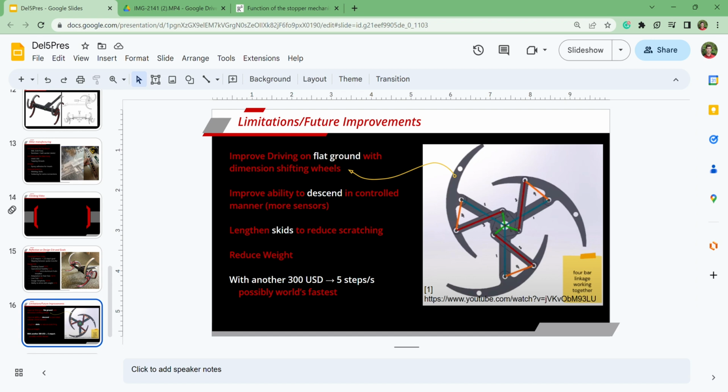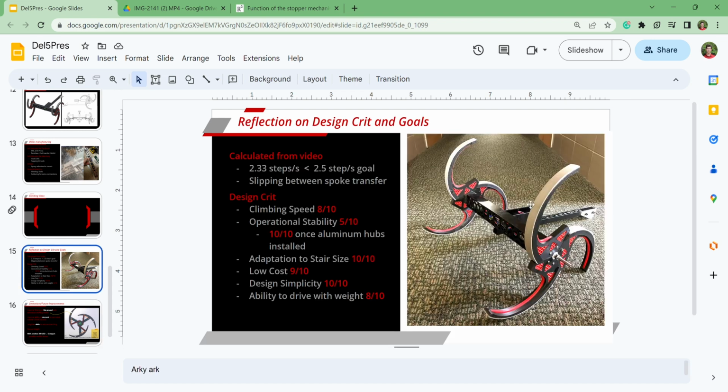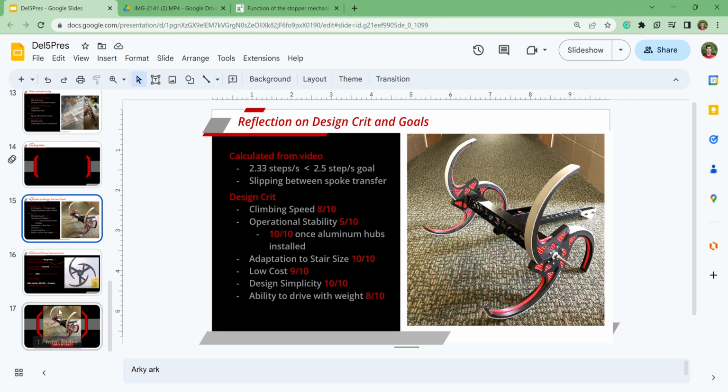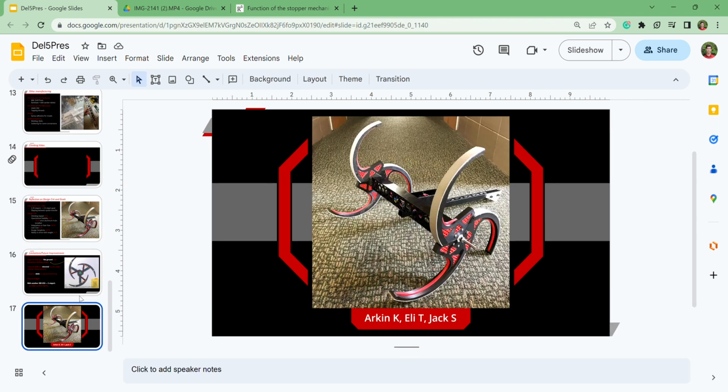And finally, this is the fun one. You could improve driving on flat ground by using dimension shifting wheels. This is also in another study from that robotics laboratory. And so if you wanted to take the same principles and make a mechanically robust version of this that's also super lightweight, you could have some real fun creating a robot that can not only climb stairs well, but also drive on flat ground.